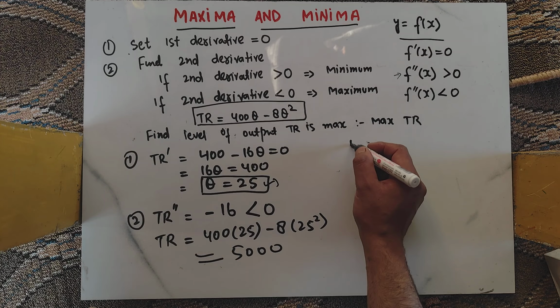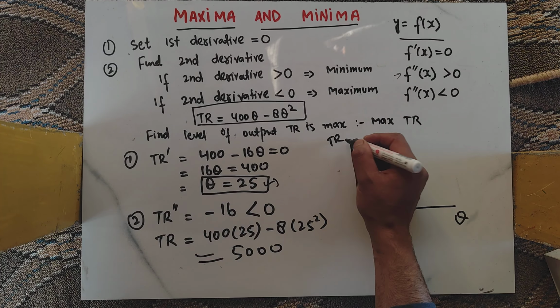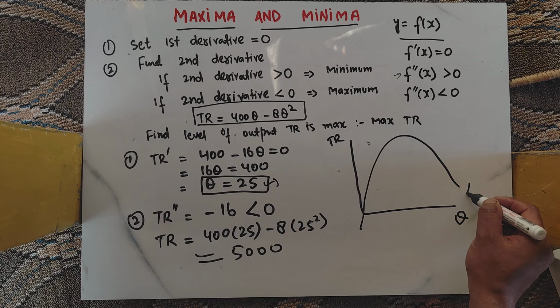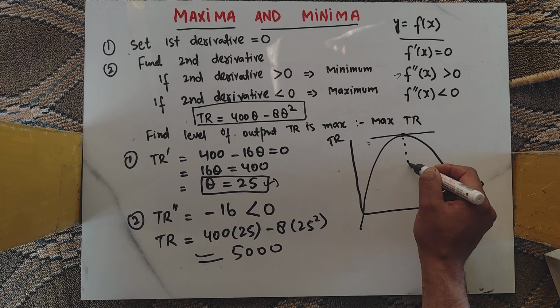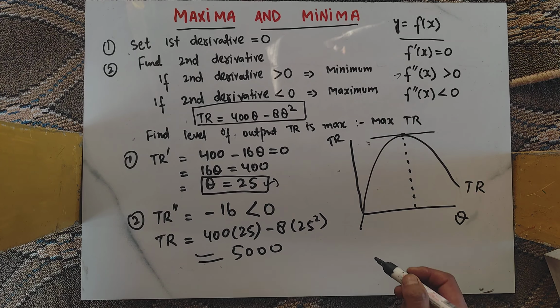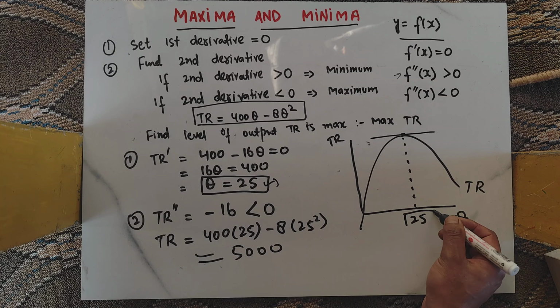Its graph will look like this. We have output here, we have total revenue here, so this is our total revenue function. At the point where the slope of this total revenue function is equal to 0, we get quantity as 25, which maximizes the total revenue.